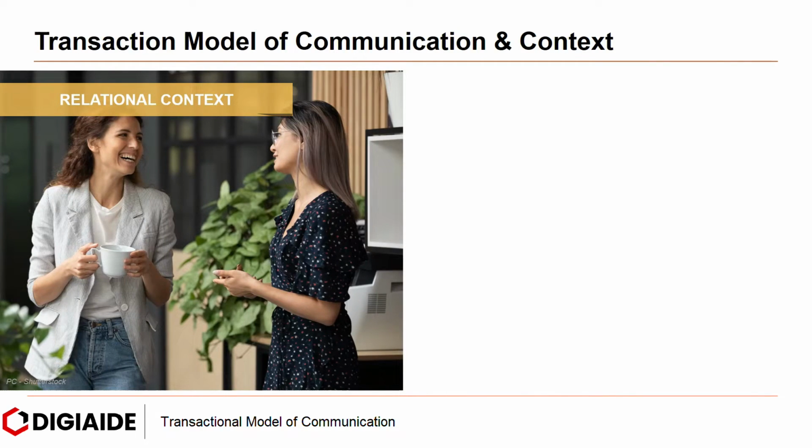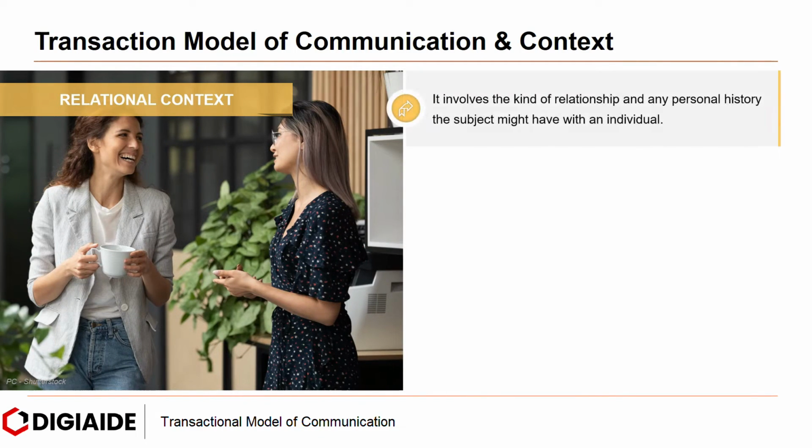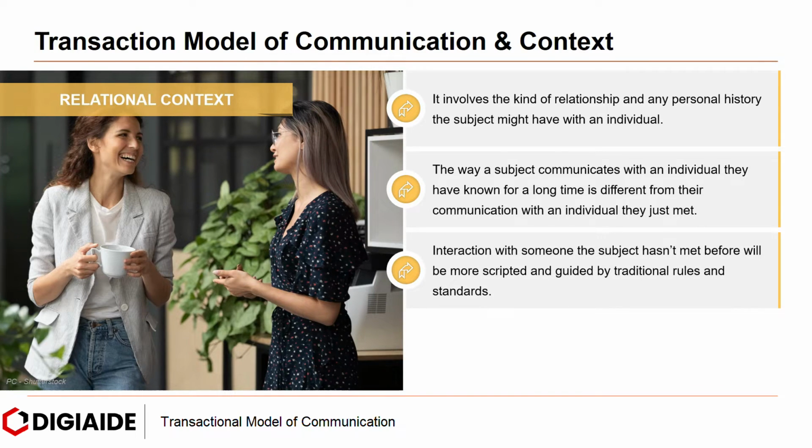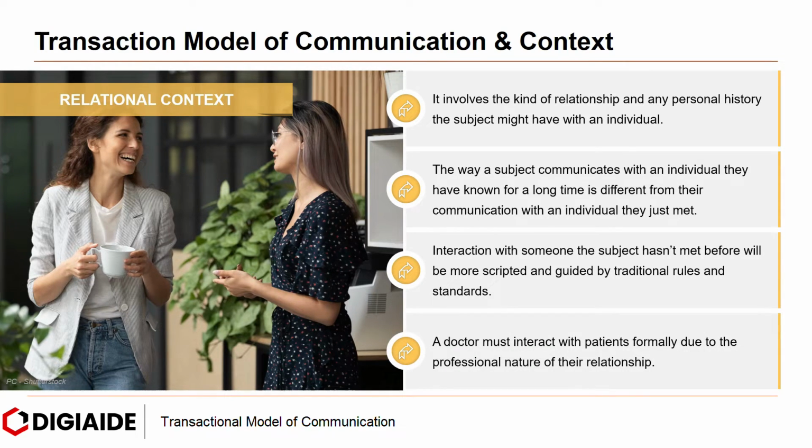Moving on to the next context, relational context. It involves the kind of relationship and any personal history the subject might have with an individual. The way a subject communicates with an individual they have known for a long time is different from the communication with an individual they just met. Interaction with someone the subject hasn't met before will be more scripted and guided by traditional rules and standards. For instance, a doctor must interact with patients formally due to the professional nature of their relationship.